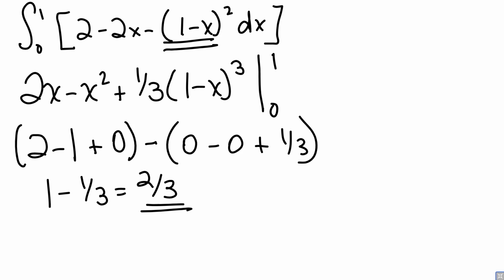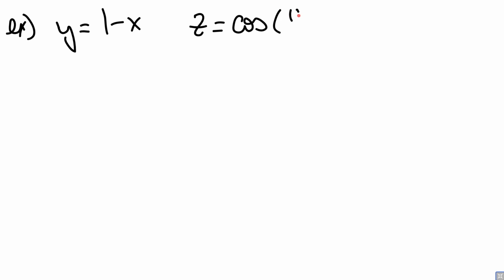Okay, so let's look at the last example. All right, so the last example, we're going to find the volume if the region is in the first quadrant bounded by the coordinate planes, the plane y equals 1 minus x, and the surface z equals the cosine of pi x over 2, and x is bounded between 0 and 1.